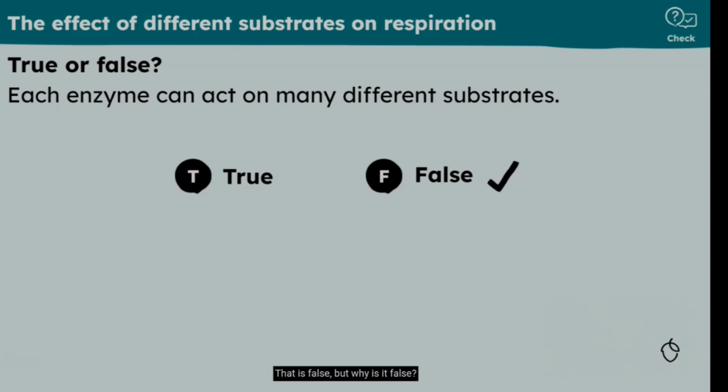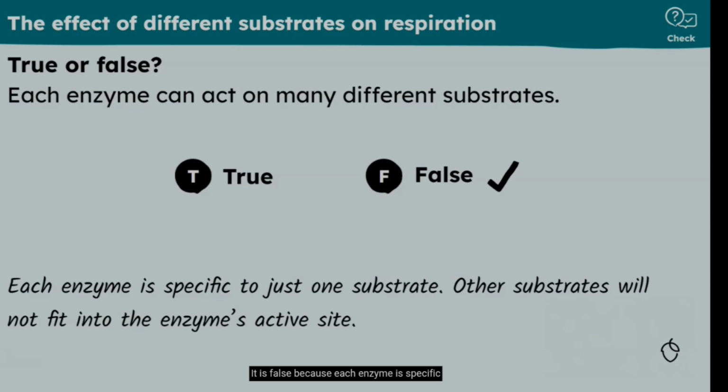That is false, but why is it false? Take another 5 seconds to think about it, or click pause if you want some more time. Click play when you're ready to move on. It is false because each enzyme is specific to just one substrate. Other substrates will not fit into an enzyme's active site. Well done if you got that right.